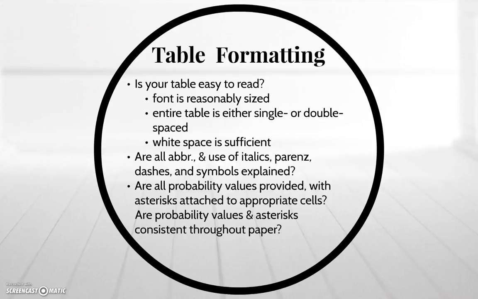Be sure to include sufficient white space so the table doesn't look too cluttered. All abbreviations, use of special italics, parentheses, and dashes, and special symbols must be explained. And the probability levels should be correctly labeled, with asterisks attached to the appropriate table entries. Remember to assign the same number of asterisks to a probability level throughout all the tables in your document.